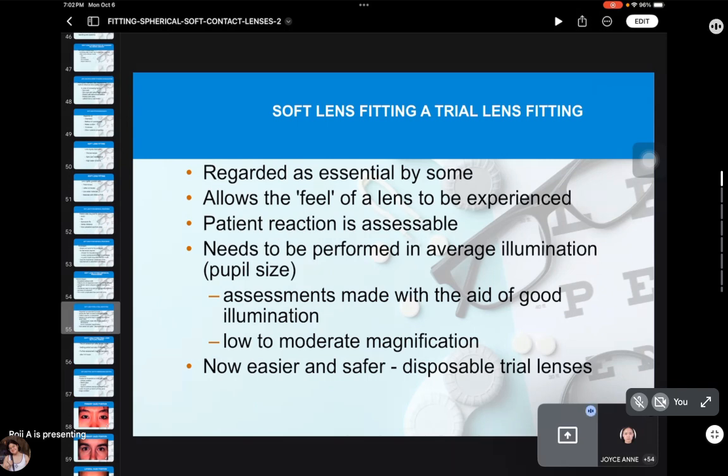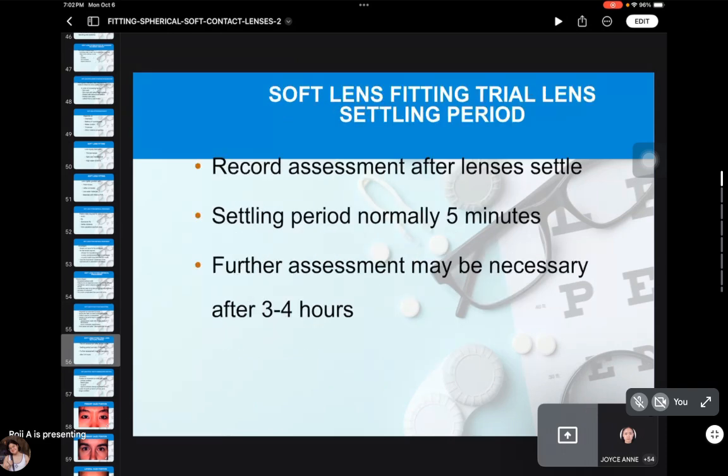Soft lens fitting, a trial lens, of course, allows you to feel. That's why, in a nutshell, Joyce, if you ask me, it's always better to try. Because if you don't try, you will never know, right? But if you try, you'll know. So it's so much better. It allows the feel, the patient can experience, the patient's reaction is assessed right away, and then you can assess right away also. So again, there's always pros and cons.